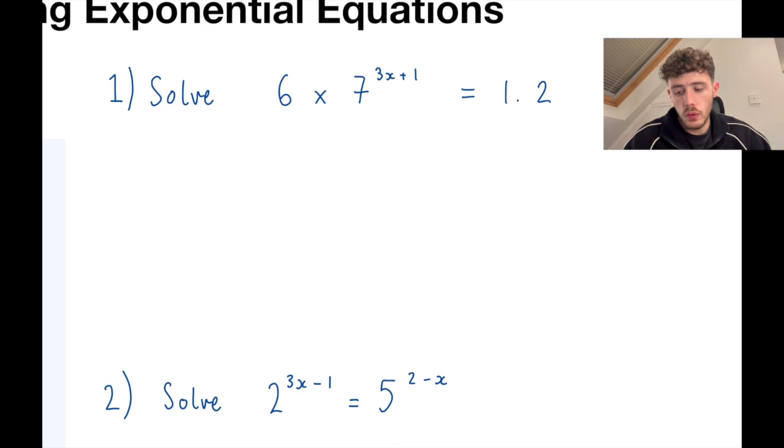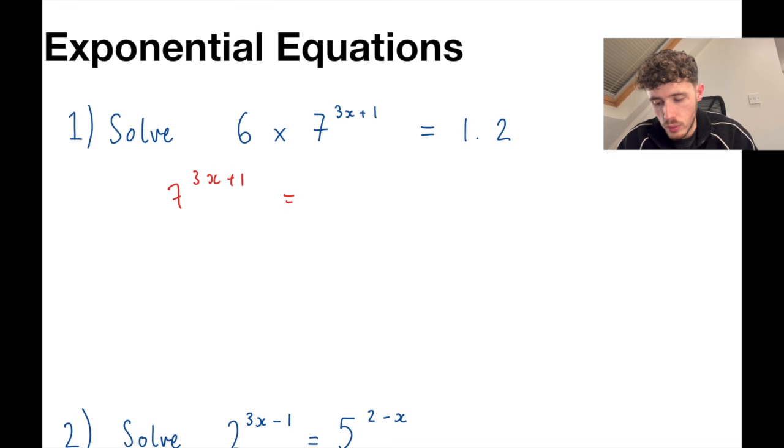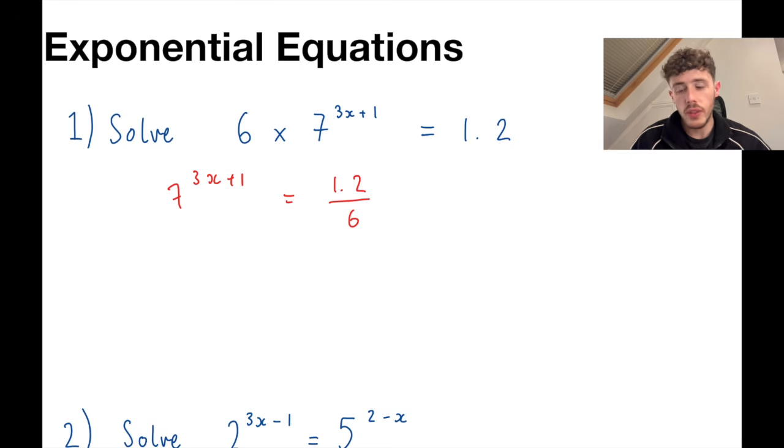So firstly, solving 6 multiplied by 7 to the power of 3x plus 1 equals 1.2. You have to think of the 6 and the 7 to the power of whatever as two different things here. And the first thing we can do is divide both sides by 6. So that's going to leave us with 7 to the power of 3x plus 1 equals 1.2 over 6. And if you put that into a calculator or just work it out in your head, you can see that that will give you 1/5 as your answer to step number 1.